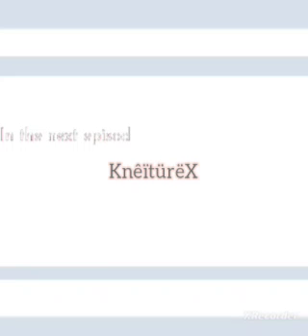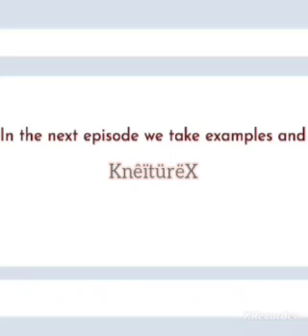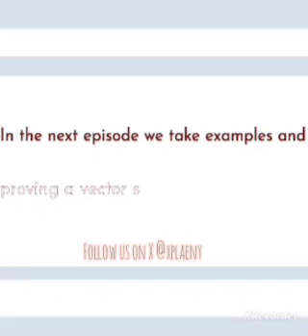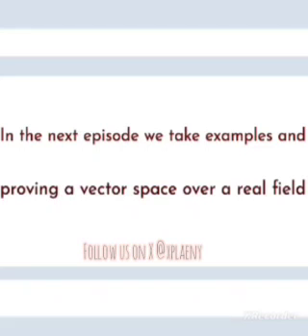So in our next episode, we will consider some examples of vector spaces. Vector spaces can exist in different forms, and we'll also be looking at how to prove vector spaces given the 10 conditions that I've listed in today's episode.